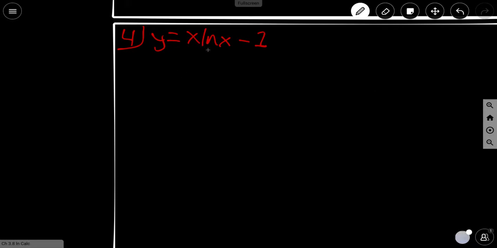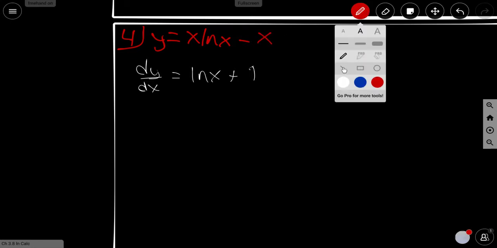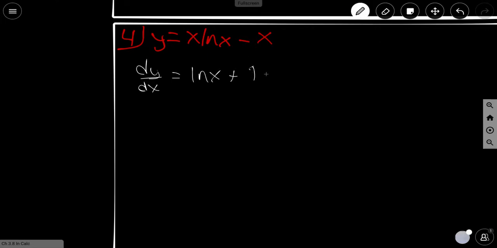So we're going to have to use a product rule here. And then the product rule is going to leave us with ln x plus 1 over x times x, minus... Oh, the question, I wrote it wrong. Minus x. Here you go. Minus 1. And that's just going to give us ln x. So that right there is our answer.